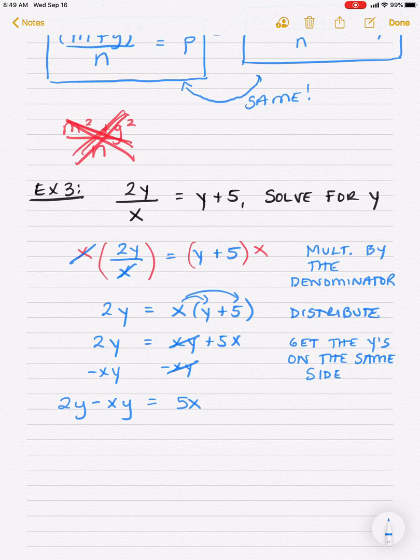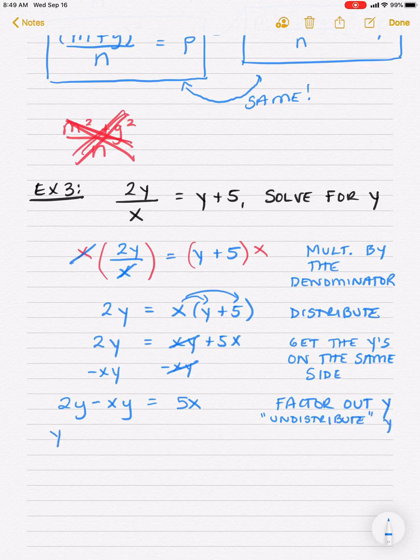Again, 2y and xy are not like terms, so please do not condense those. Here's the part that's easy to forget. What do we do now? How do we get y equals if there's 2 of them? What you're going to do is factor out the y. It's not exactly factoring out a greatest common factor. We're only factoring out the variable we're trying to solve for. So really what I want you to think of it as, you're going to undistribute the y.